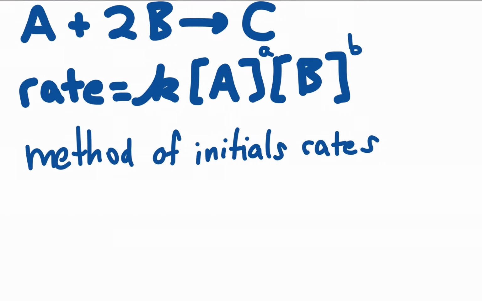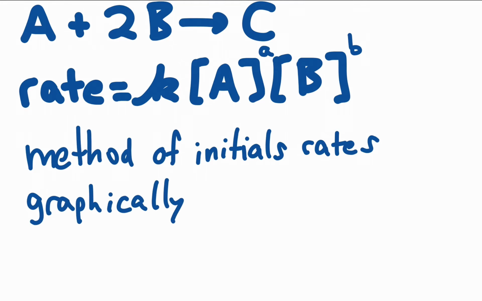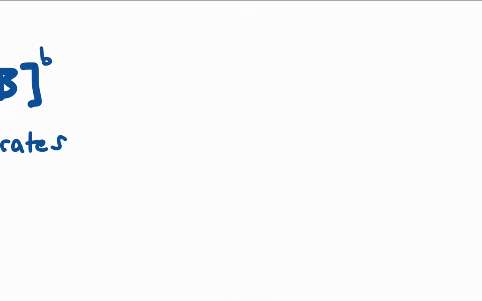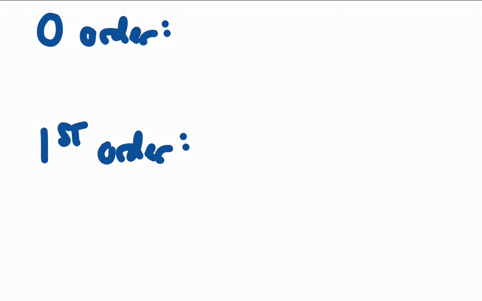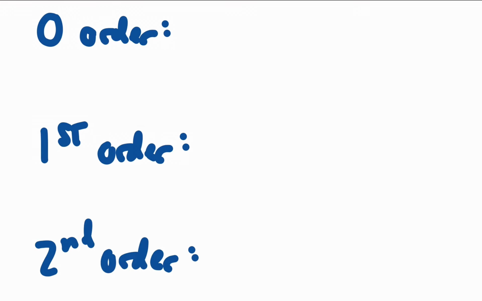The other way of getting the rate law is graphically using what are called integrated rates. And I'm going to show the 3 most common integrated rate laws we have. They are a zero order, a first order, and a second order. These are not the only ones, but they are by far the most common, and they have relationships, equations that show how concentrations change with time.